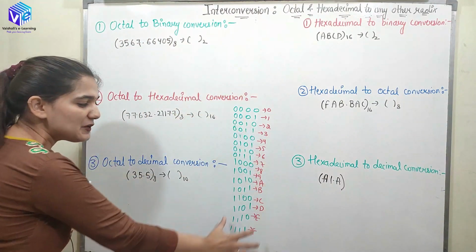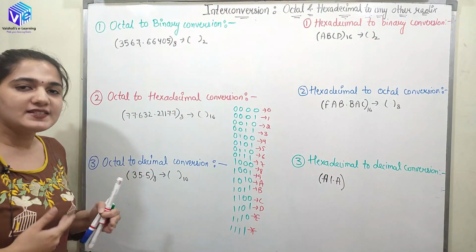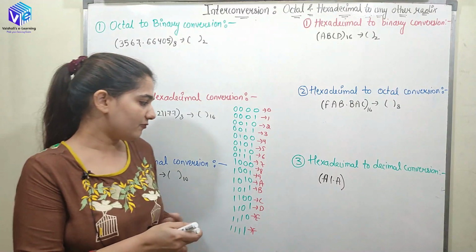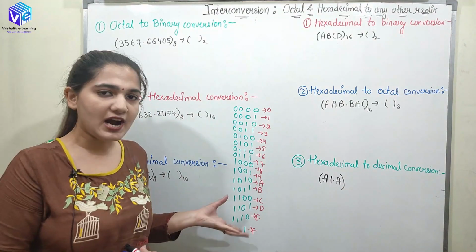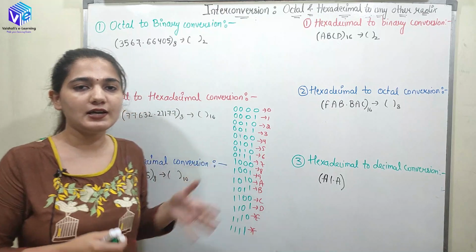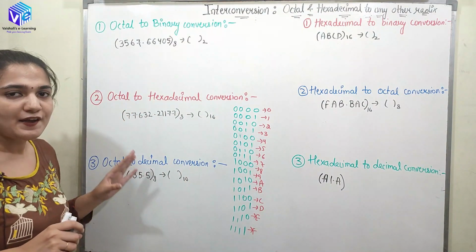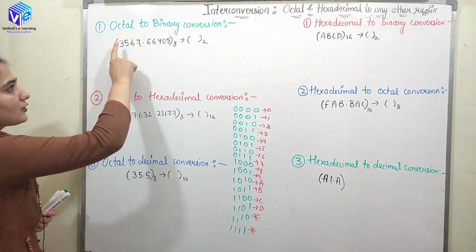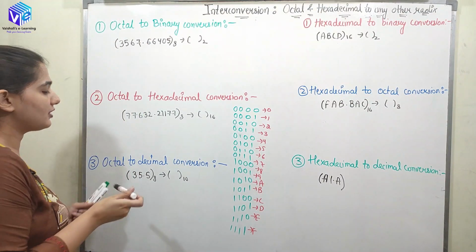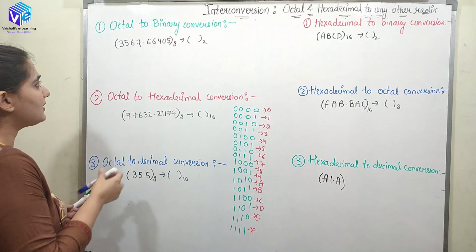Now I will be using this. It is always advisable that on your rough paper you make this chart and then proceed towards the interconversions whenever you have octal and hexadecimal interconversion. So now, first of all, the octal to binary interconversion.